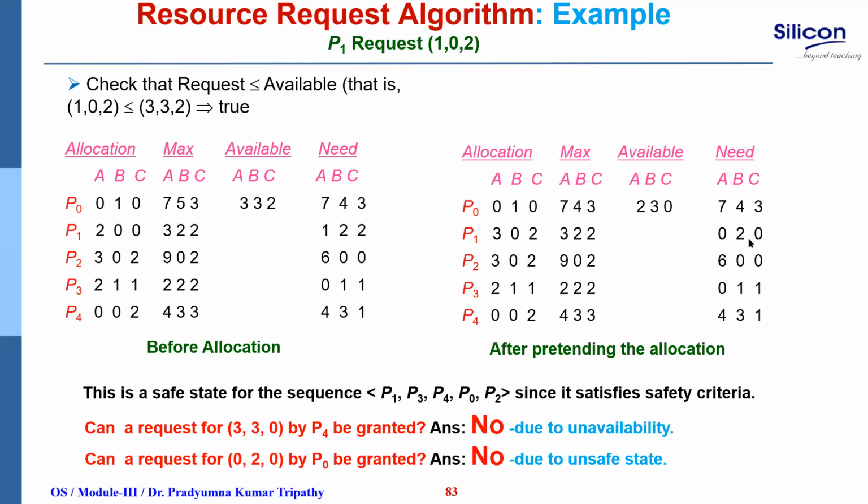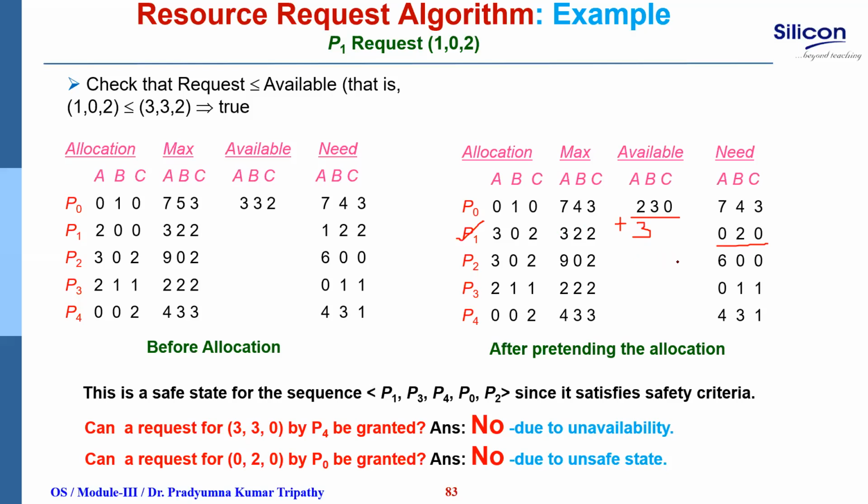230, you can give it to the second one, so we can give it to P1. Once it is given to P1, we can add P1's allocation to the available. The available is 230, the need is 020, right? I can give it to P1. Then P1's allocation will be added. The P1 allocation is 302, so we'll add it over here, so that becomes 532.